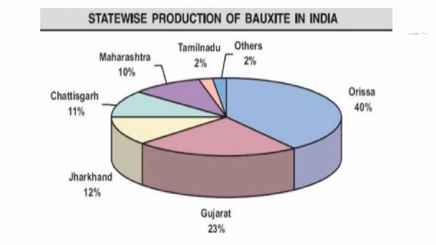Let's see state-wise production of bauxite in India. Let's begin with Orissa. Orissa is 40%, Gujarat 23%, Jharkhand 12%, Chhattisgarh 11%, Maharashtra 10%, Tamil Nadu 2%, and other states together 2%.